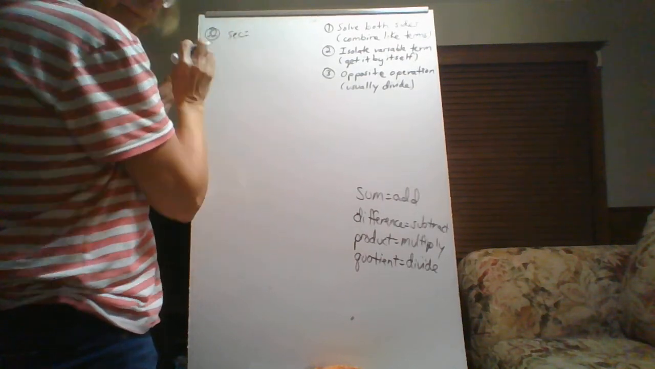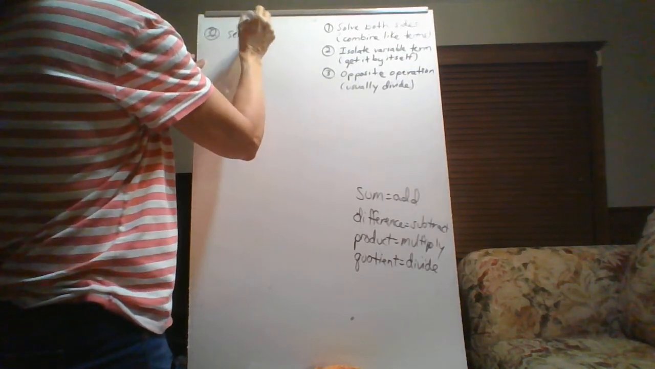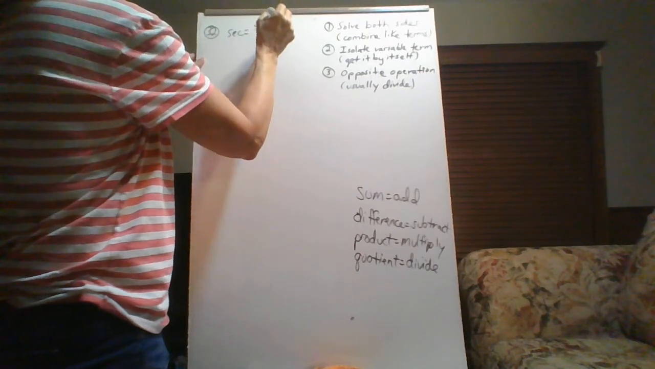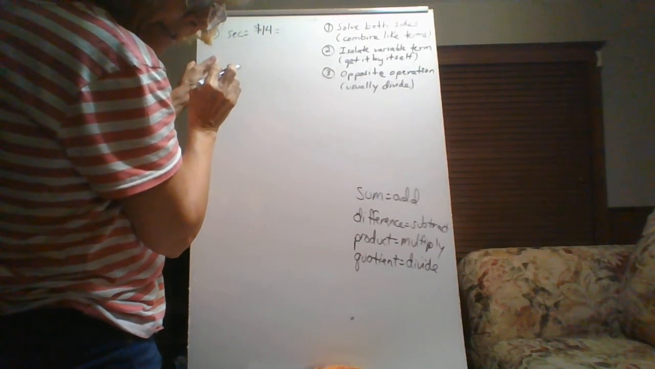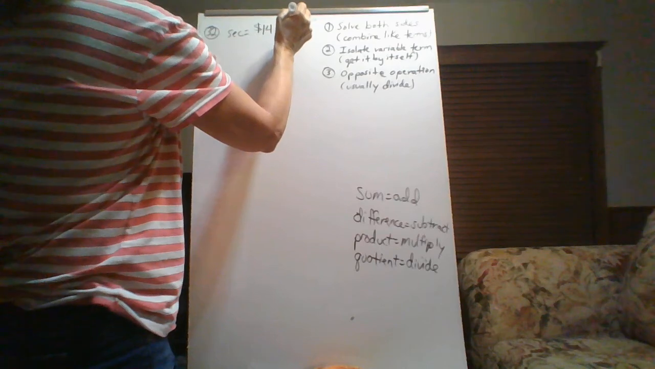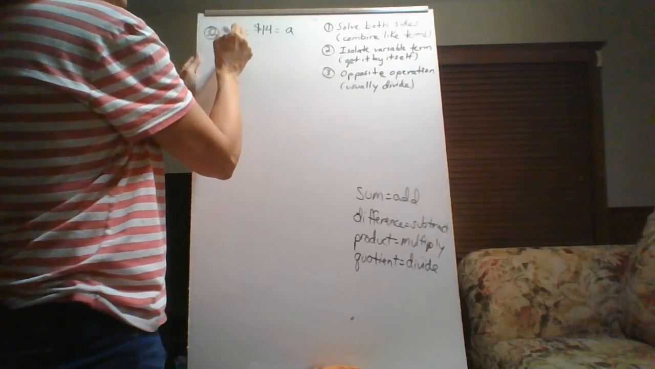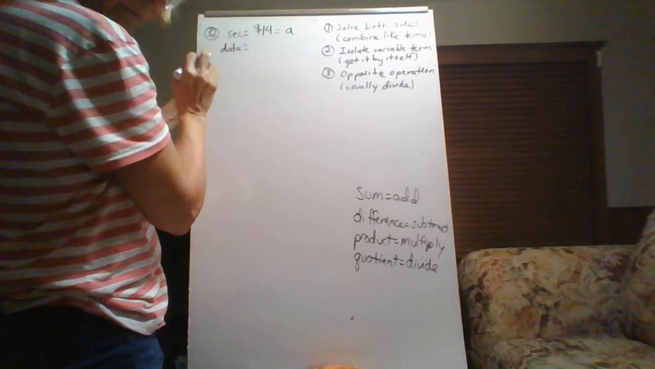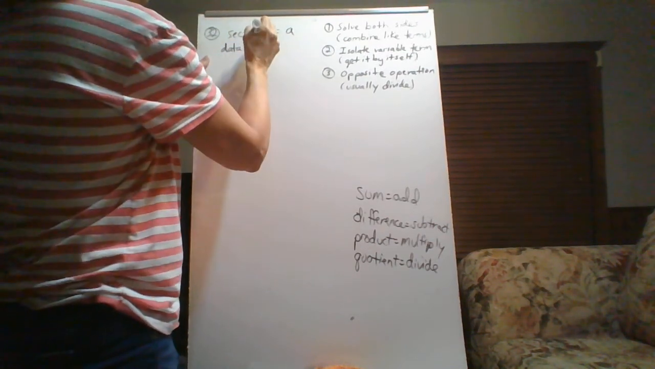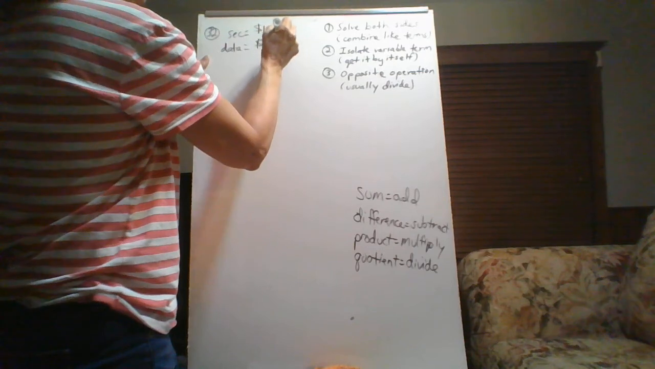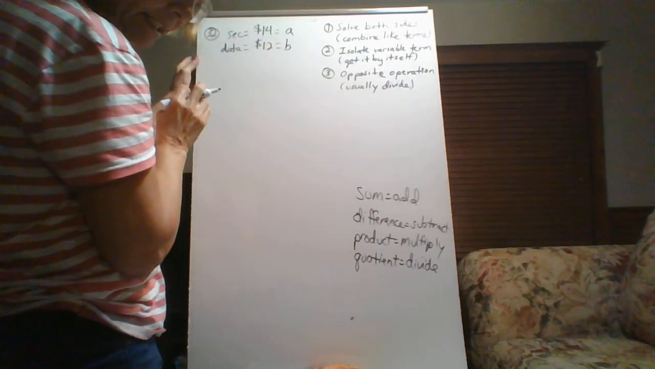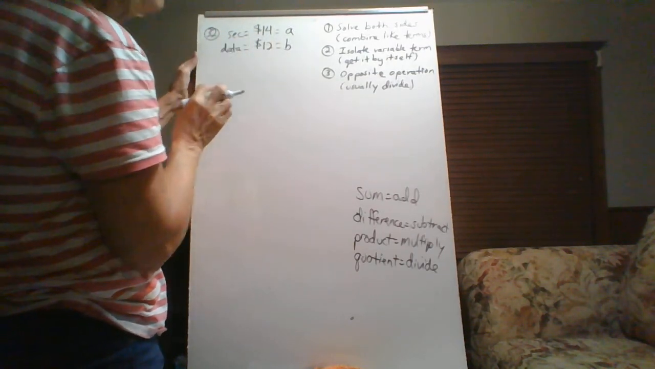secretaries earn $14, and they're going to tell us that there are A number of secretaries, and we're calling those A. The data entry people earn $12 an hour, and they told us we're going to refer to those as people B, okay?